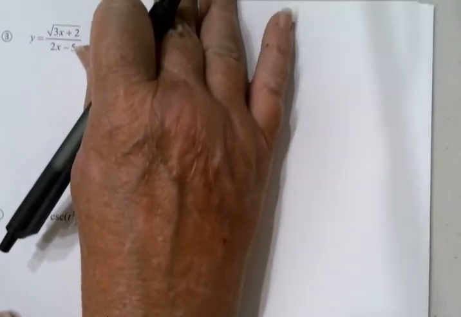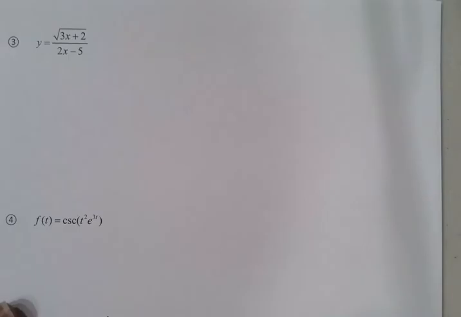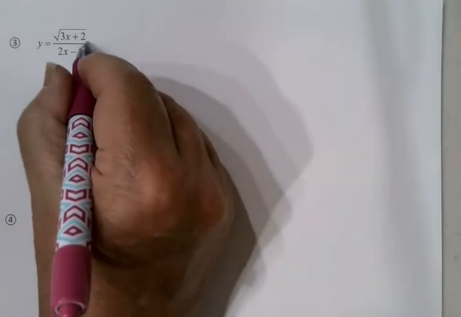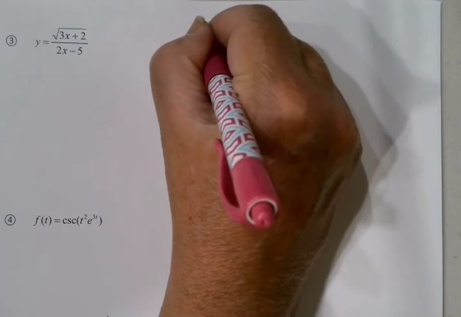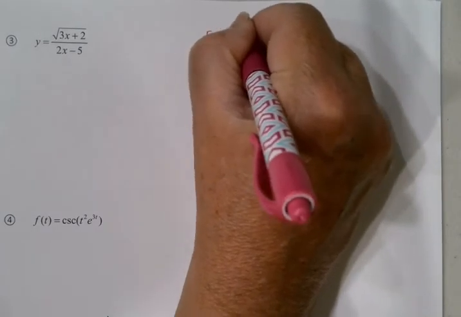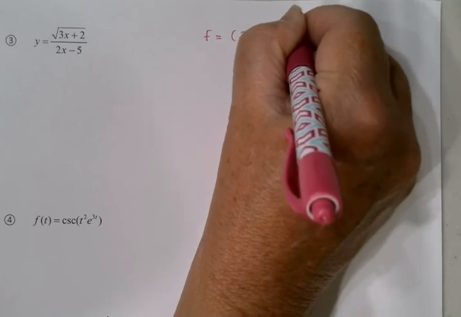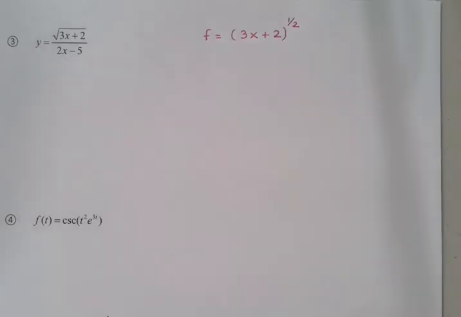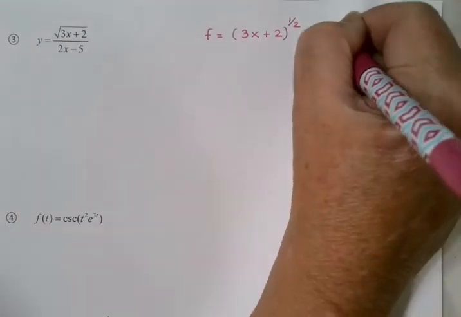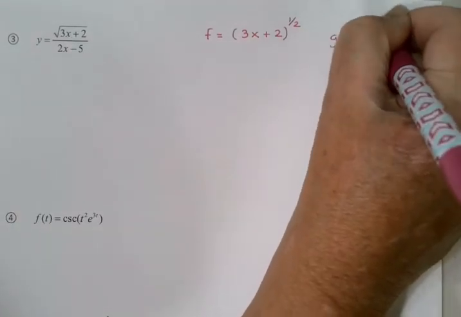All right, let's do a couple more combinations. In number 3, I definitely see a quotient there. F would be the top, which I'm going to choose to write as 3x plus 2 to the 1/2 power. I know fractional exponents make derivatives easier to work with. G is the bottom, 2x minus 5.